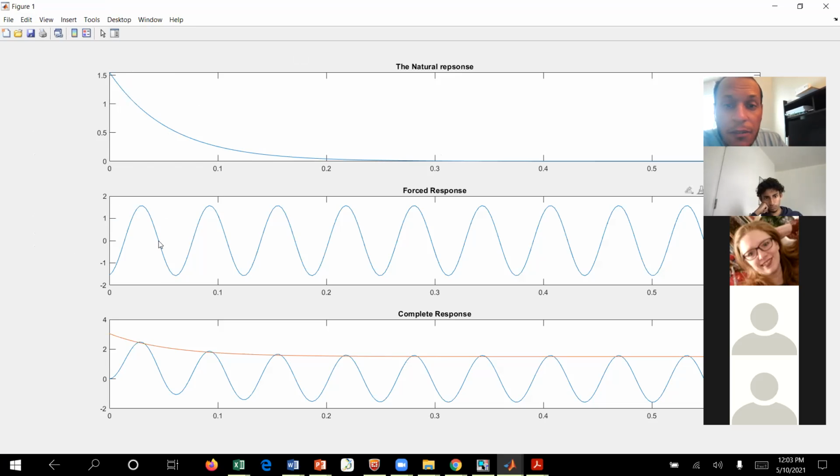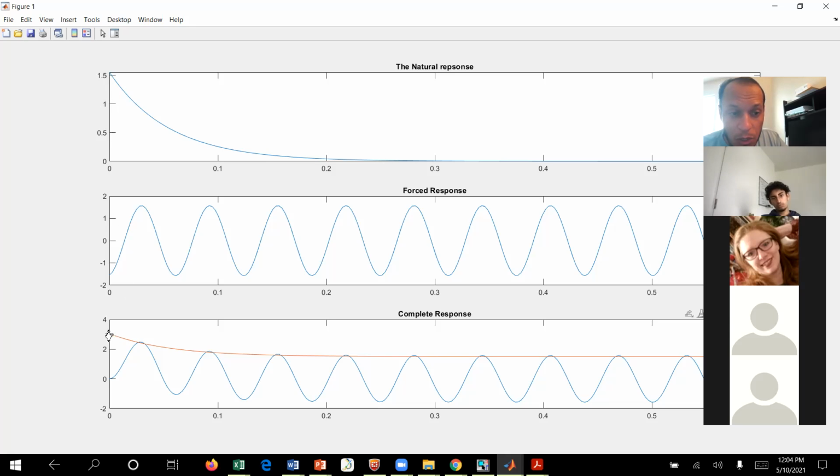For the forced response, it is totally a sinusoidal wave, even if it is just a combination of sine and cosine, but the magnitude should be constant as it is. It's the sine wave. It's the forced response. Now, when you combine the forced and natural response, basically you just add those two together.